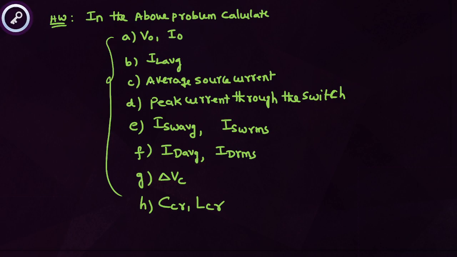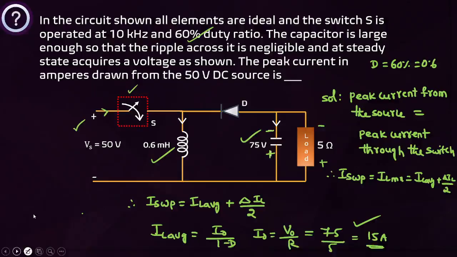In the above problem, we calculate all these: V naught, I naught, average inductor current, average source current, peak current through the switch, average switch current, RMS switch current, average diode current, RMS diode current, peak to peak capacitor ripple voltage, critical capacitance, critical inductance. All this you have to calculate, student. Once we can cover all these questions, any question we can expect in gate exam. That's the reason why you try to practice these ones.